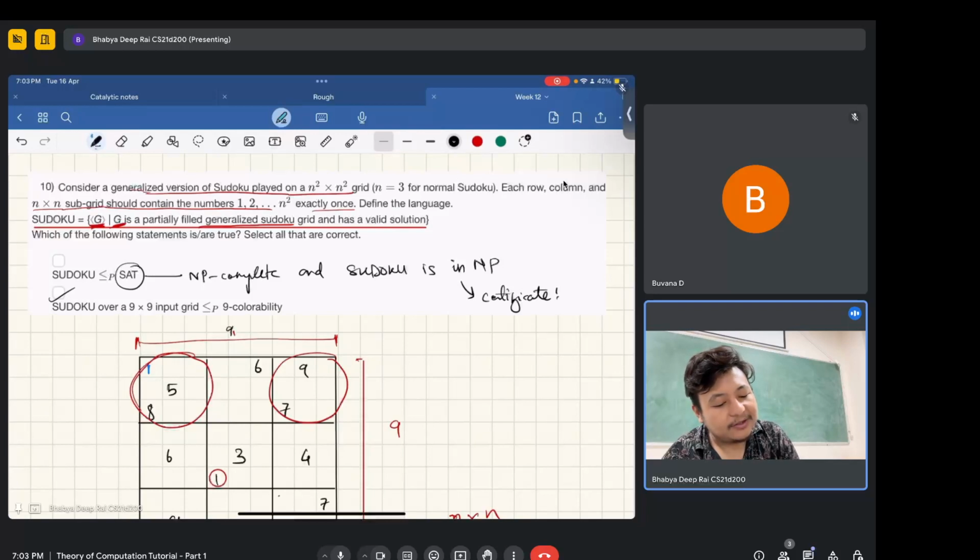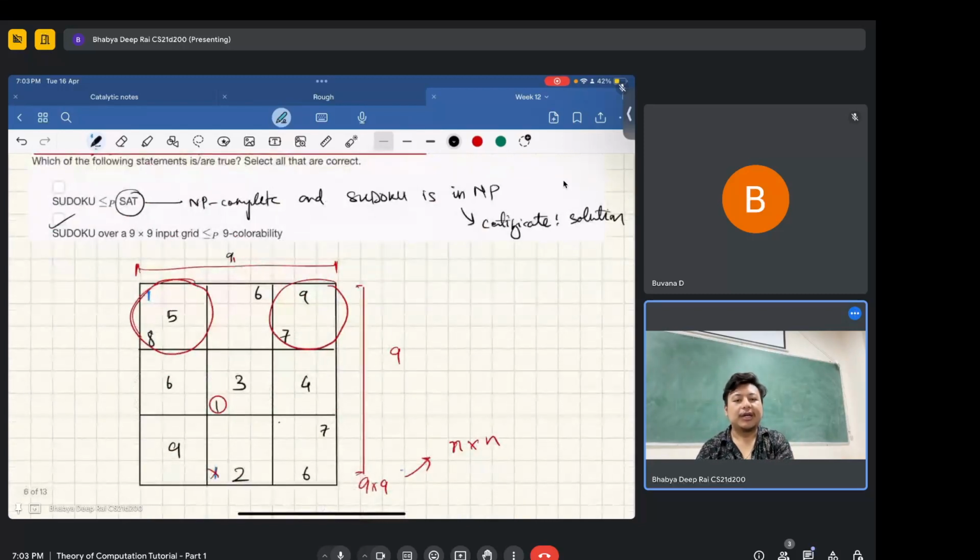The certificate is the solution. I'll give you a solved Sudoku, and you'll go through all the rows, all the columns, and all the subgrids, the smaller boxes, and check that all the numbers 1 to n occur only once. How much time will it take? All rows, all columns, and the number of subgrids, which is also n, so n plus n plus n. So it'll take some order n time to verify.